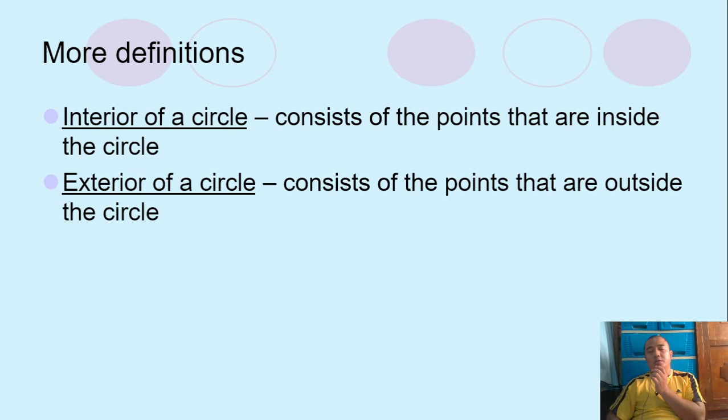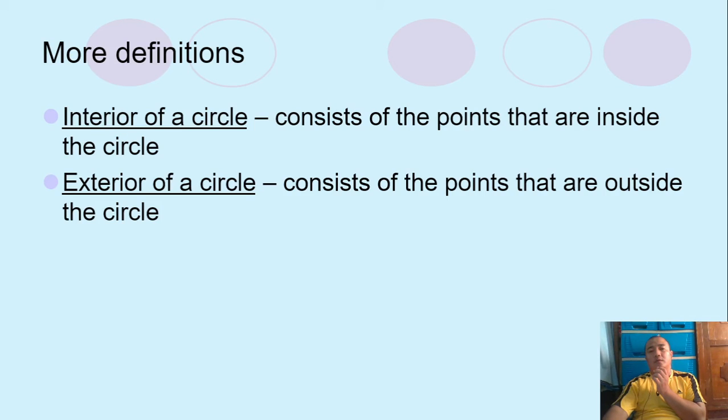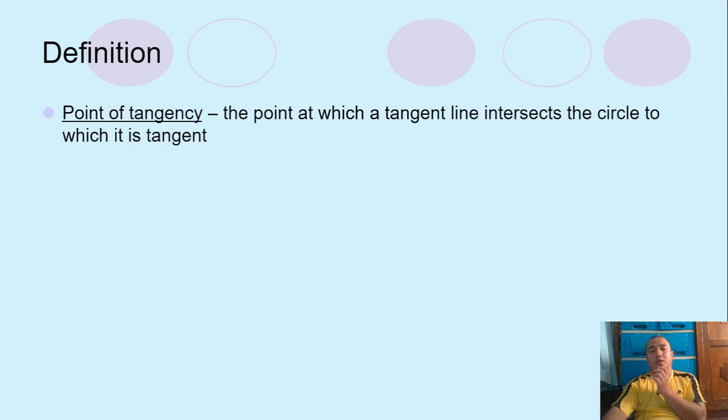More definitions. Interior of a circle consists of the points that are inside of the circle, while exterior of a circle consists of the points that are outside of the circle. Any point inside is the interior of a circle, any point outside the circle is the exterior of a circle. Another definition, point of tangency. It is a point at which a tangent line intersects a circle to which it is tangent. In short, it is a point of intersection between the tangent line and the circle.